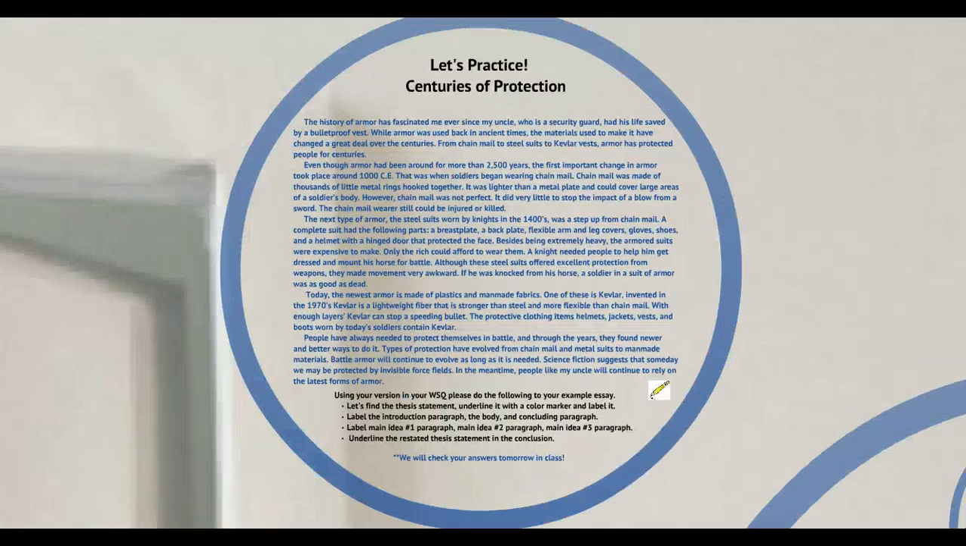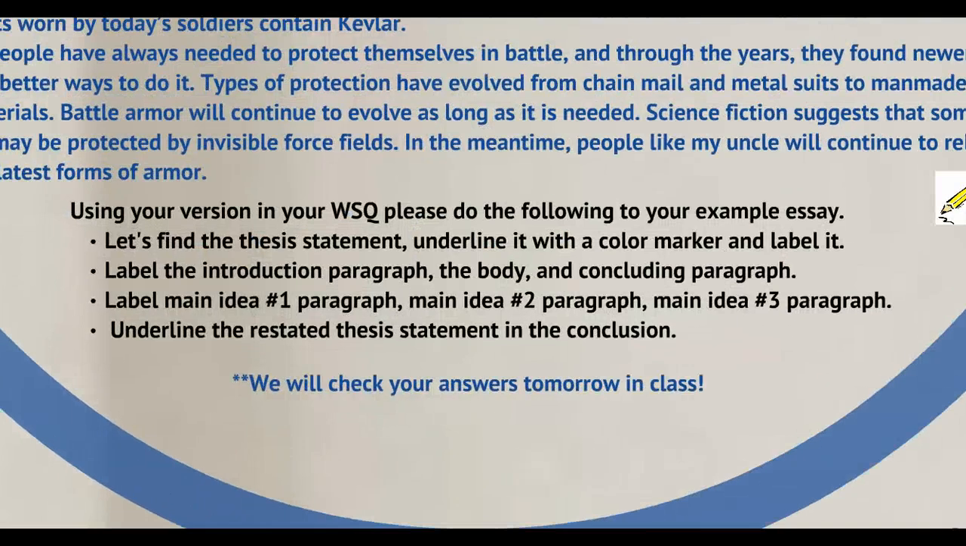Okay, so in your notes, we're going to take a look at this practice essay, and you're going to really break it down and identify the different parts. So first of all, I want you to go through the essay, read it once on your own, and then I want you to look for the following things. Find the thesis statement in that intro paragraph, underline it with any color marker and label it. Then go back and label the intro paragraph, the body, and concluding. And it's totally fine if you use brackets or write off to the side.